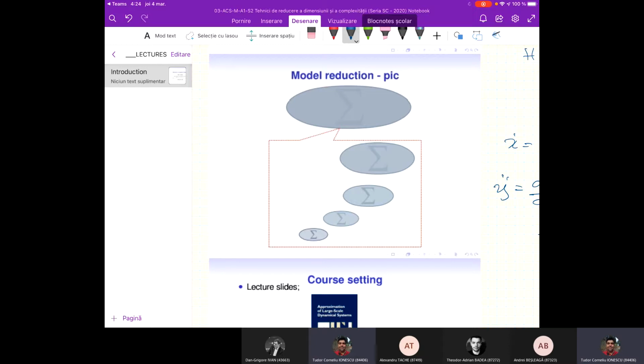So if you get a mathematical model, this is a picture from my PhD thesis. It has been designed by a colleague of mine from Cluj. He made it. We were both in the Netherlands at that time. He made it for me, and it's very nice, and it's a strong suggestion of what's going on in model reduction.